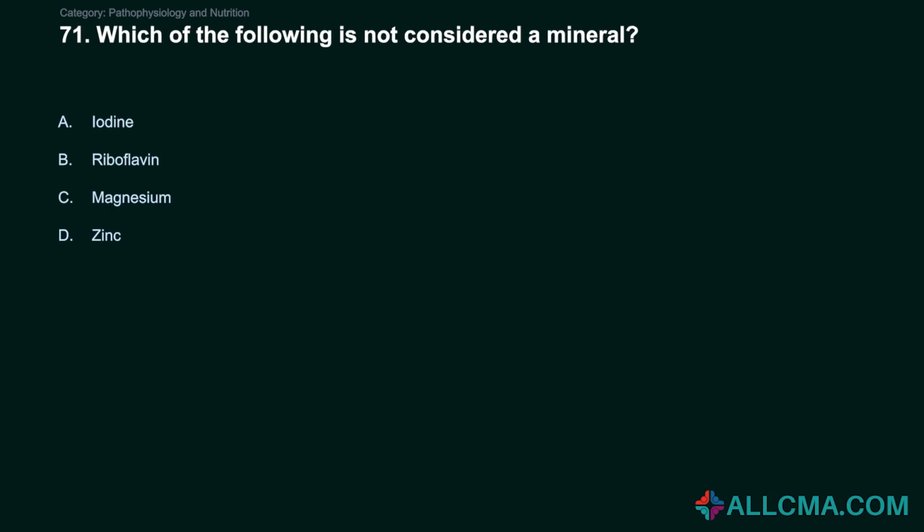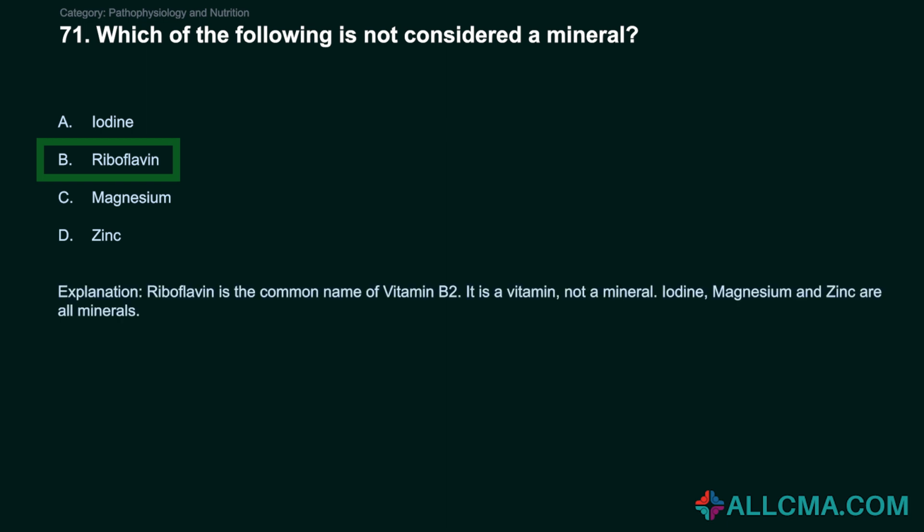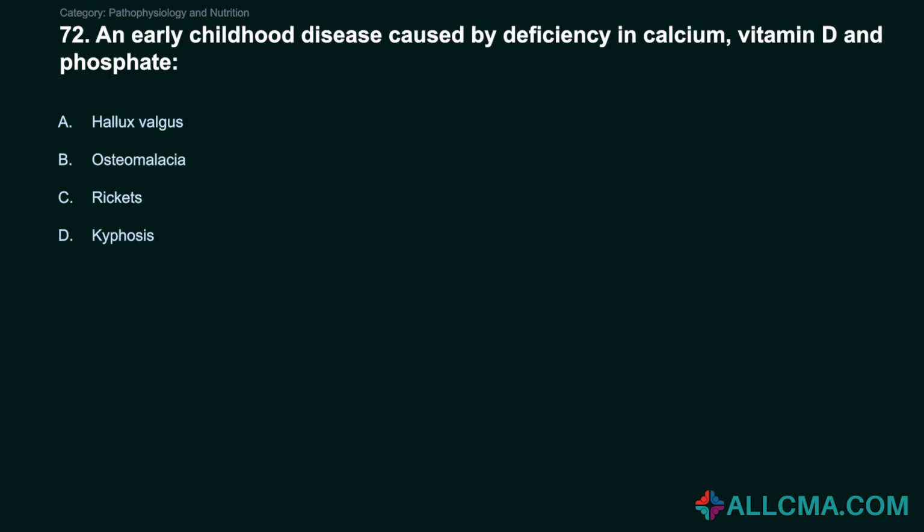71. Which of the following is not considered a mineral? A. Iodine. B. Riboflavin. C. Magnesium. D. Zinc. Correct answer, B. Riboflavin. Riboflavin is the common name of vitamin B2. It is a vitamin, not a mineral. Iodine, magnesium, and zinc are all minerals.